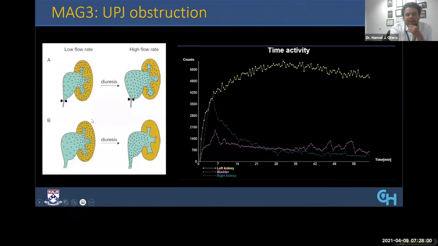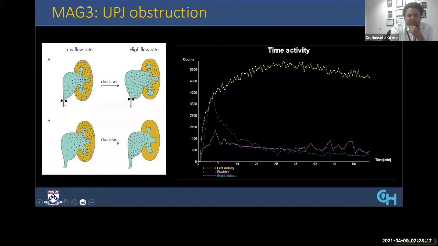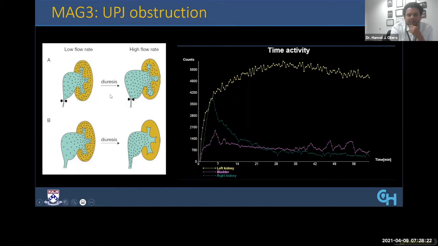And this is the concept that I want to show you. What we're trying to do is use these radio tracers that are going to accumulate in the kidney and the collecting system. And this is our level of narrowing, right? If it's really stenotic, the Lasix will exacerbate that accumulation of activity in the renal pelvis. If it's dilated but not stenotic, it will drain a lot faster.